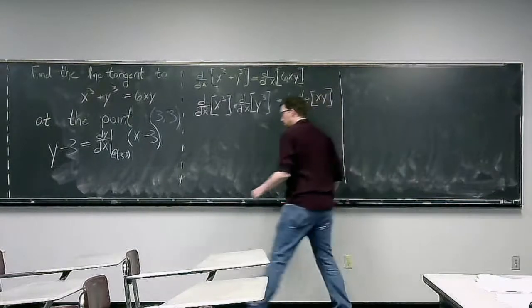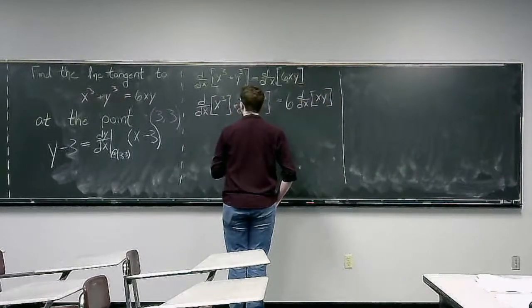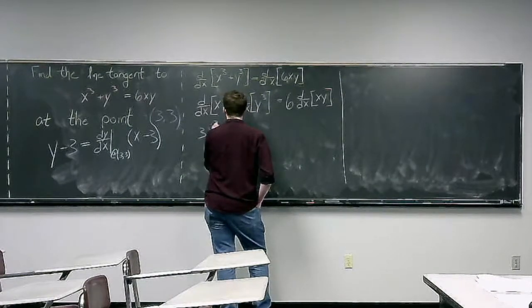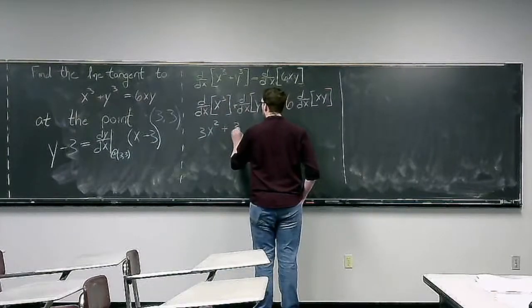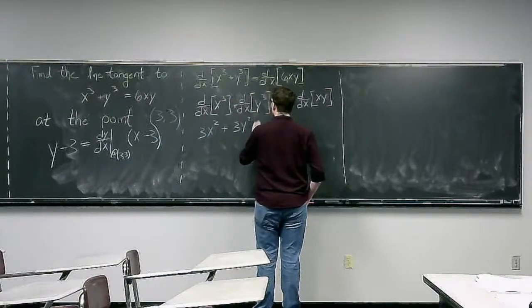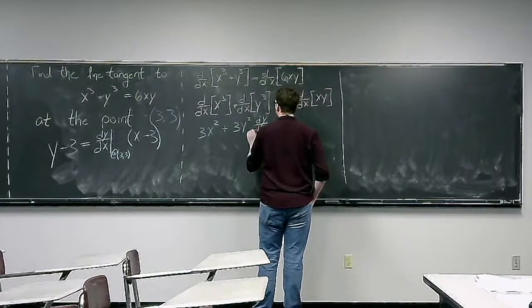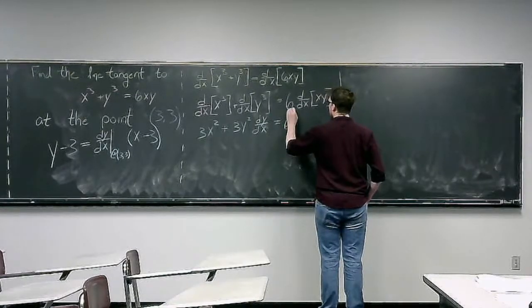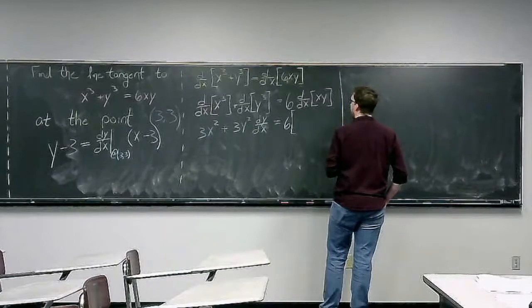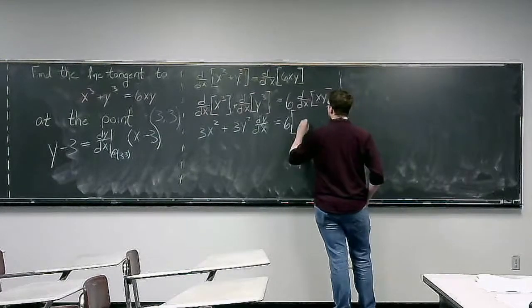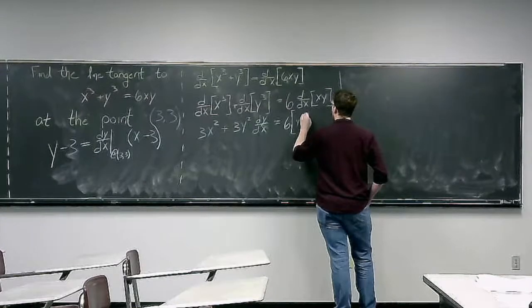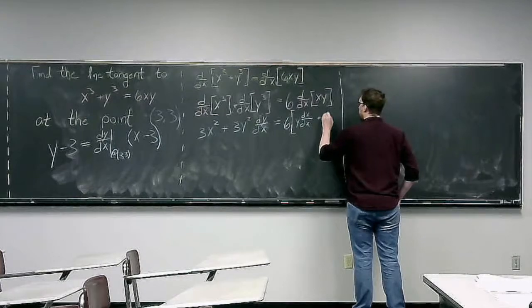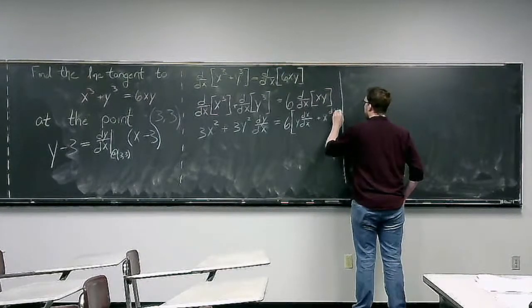So, doing all of this, what we're going to get is that this is equal to 3x squared plus 3y squared dy dx is equal to 6 times, well, we need to take the derivative of x first, so that's going to be y times dx dx, which is just going to be 1, plus x times the derivative of y, which is dy dx.